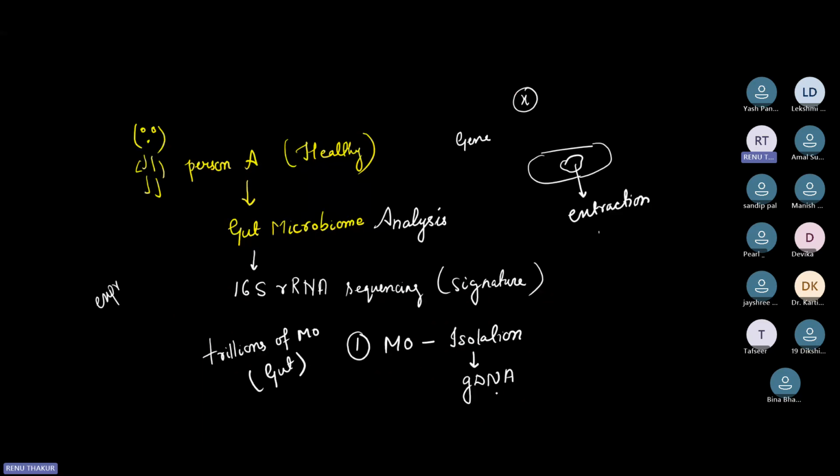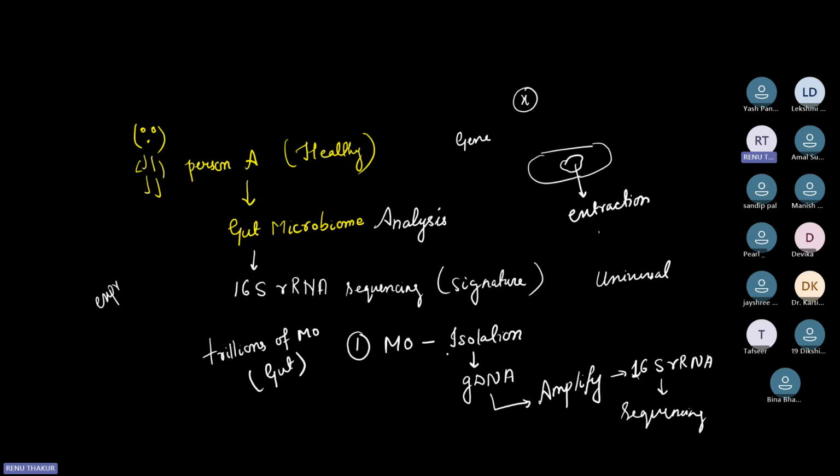And after that, you will amplify. Amplification means you will do PCR of particularly this 16S rRNA gene. So for amplification, you will need primers, and for primers, you are already having a universal primer that will definitely bind to the 16S rRNA sequence of almost 99% of bacteria. So you will amplify that, and after that you will go for sequencing. So this is the basic step.